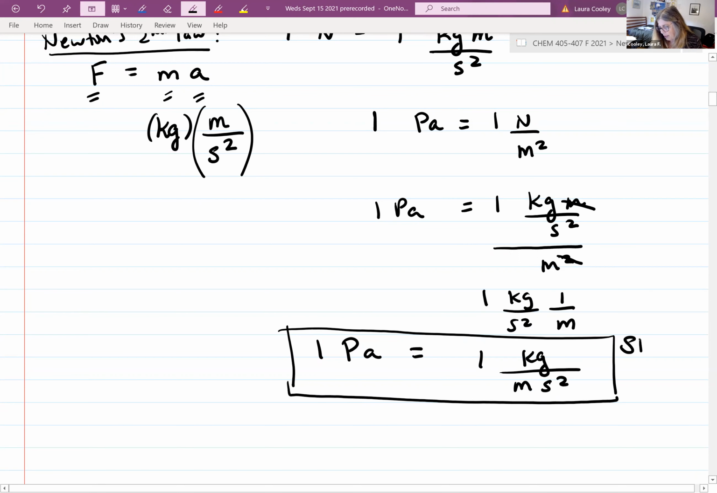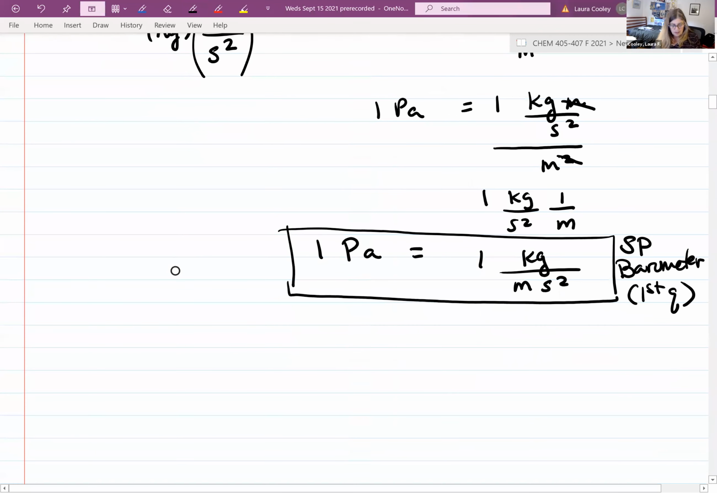And I have a special problem on the barometer. And this is actually the first question. So you can use your notes for that.